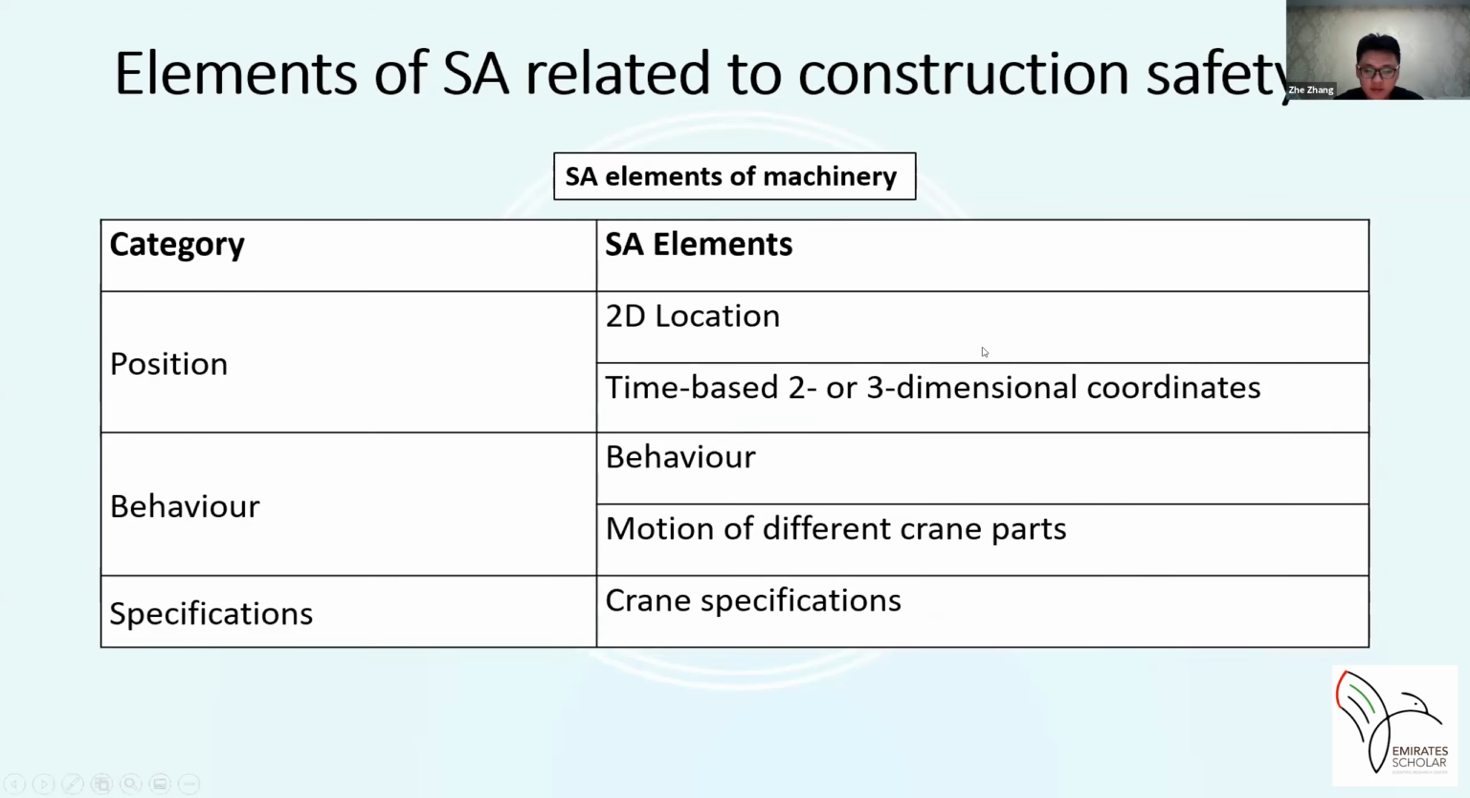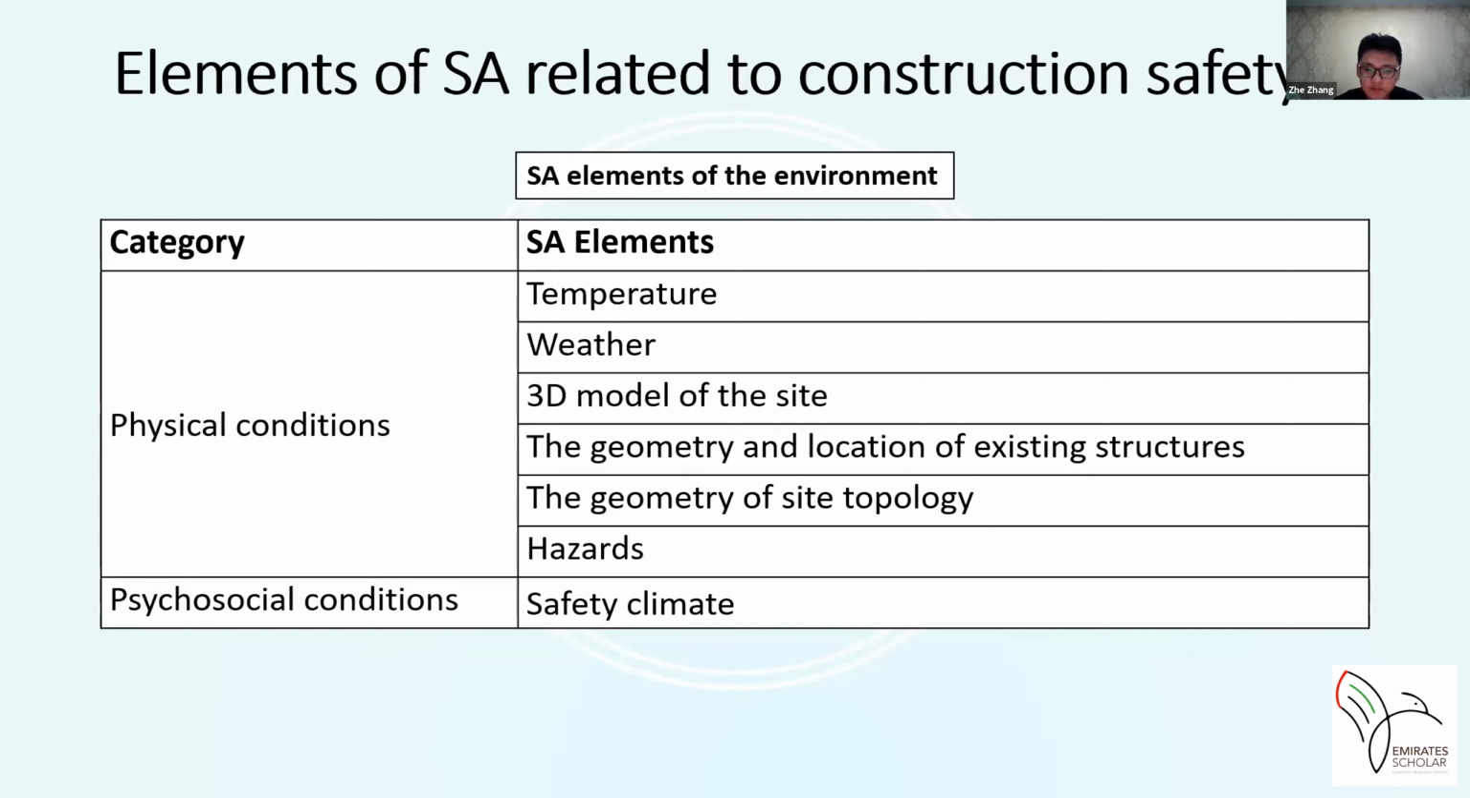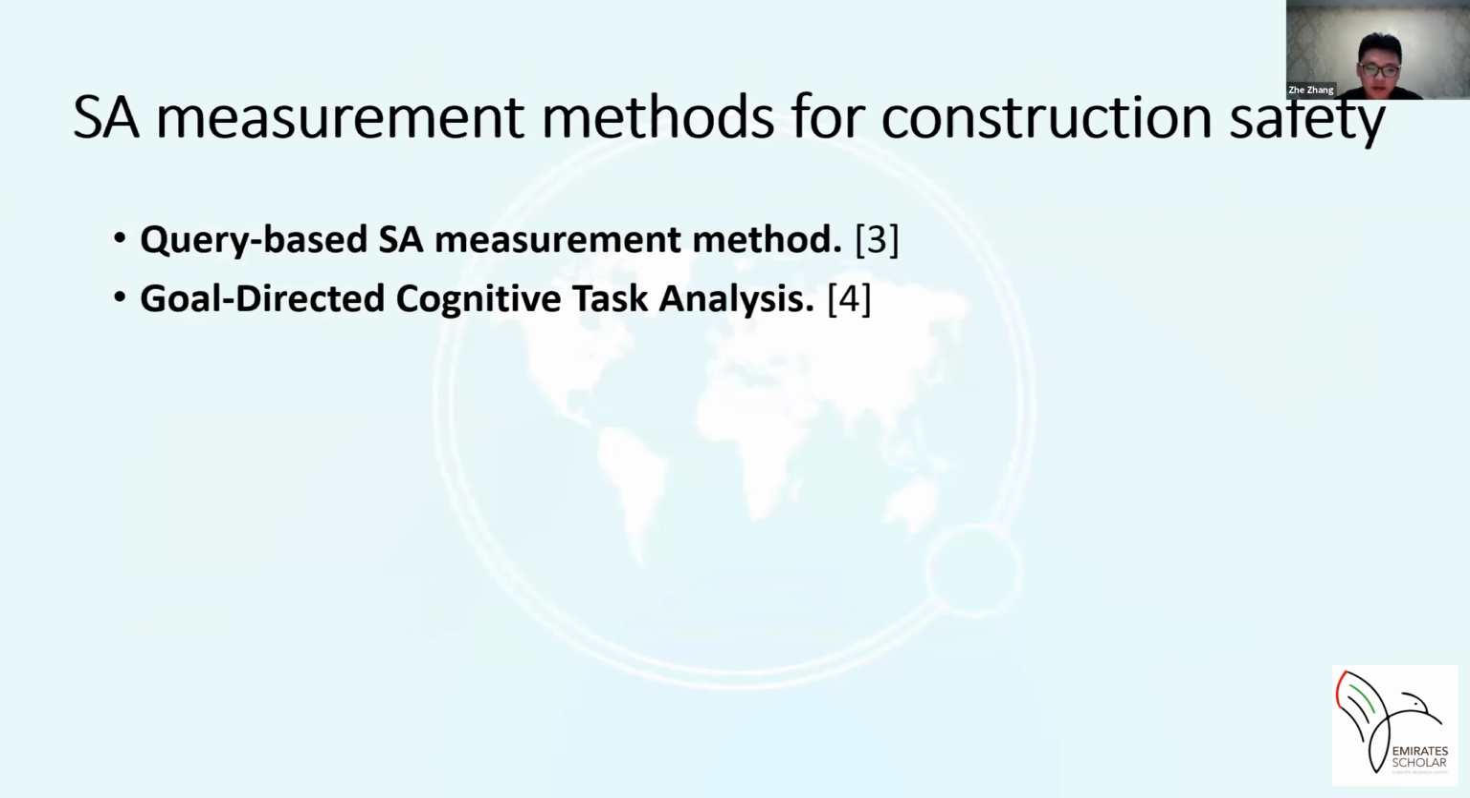Attention related to machinery assay elements is placed on location, behavior or motion, and machinery conditions. At the environment level, physical and psychosocial conditions are of interest for safety purposes. As we mentioned before, assay is a multidimensional concept.